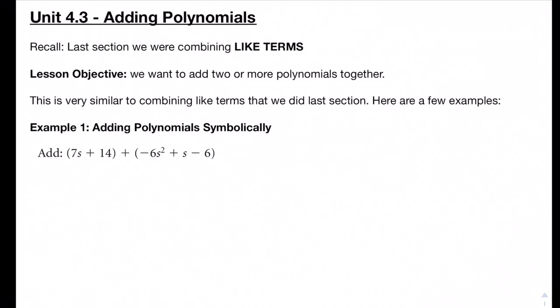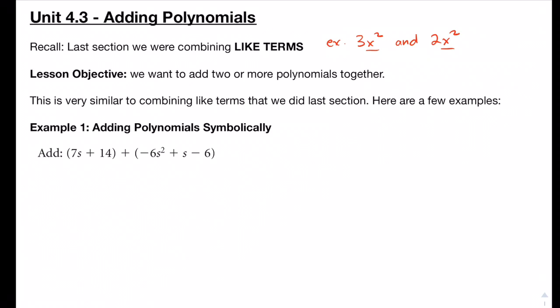All right, so we're going to talk about adding polynomials today, and one thing that we need to remember is the definition of like terms. So just remember, like terms are terms that have the same variable or the same letter and also the same exponent. So for example, let me write a quick one here. Example, 3x squared and 2x squared. So they're like terms because they both have x squareds, okay?